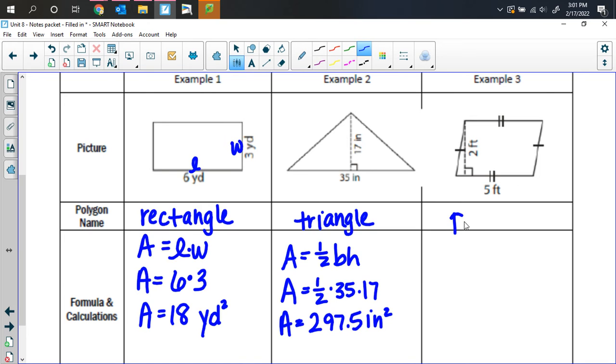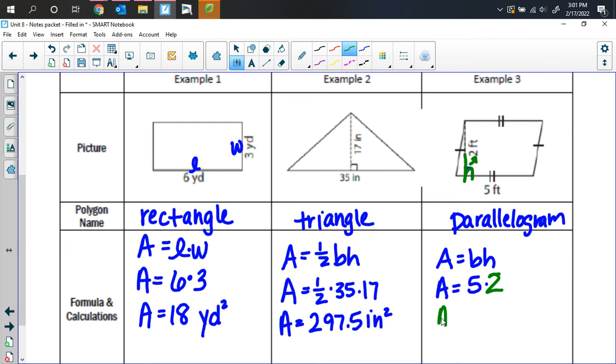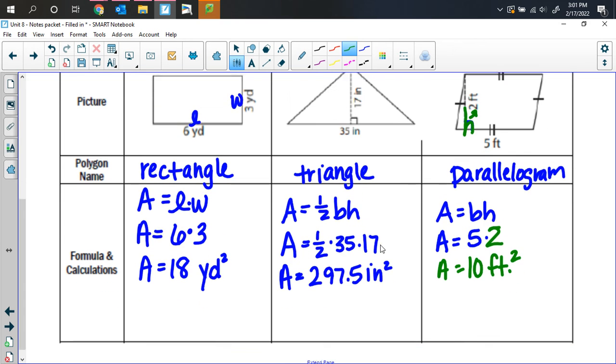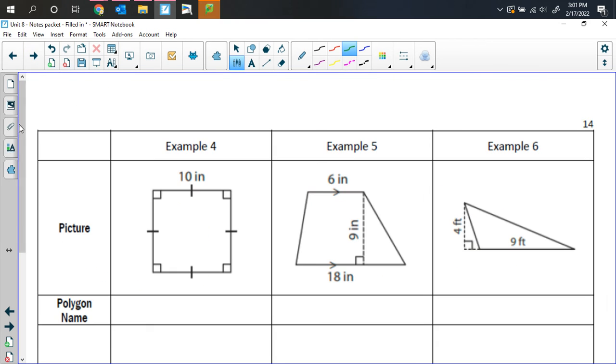For the next one, this is a parallelogram. Formula for area is going to be base times height. So looking at my picture, my base is 5. The height has to be perpendicular to the base. And I kind of look at it, if you actually look at that line that's in there with the right angle, it looks like a little H. So that kind of reminds you which one you're working at. So that's a 2, and 5 times 2 is going to give me 10, and I'm going to have feet squared. So that's my first round there.